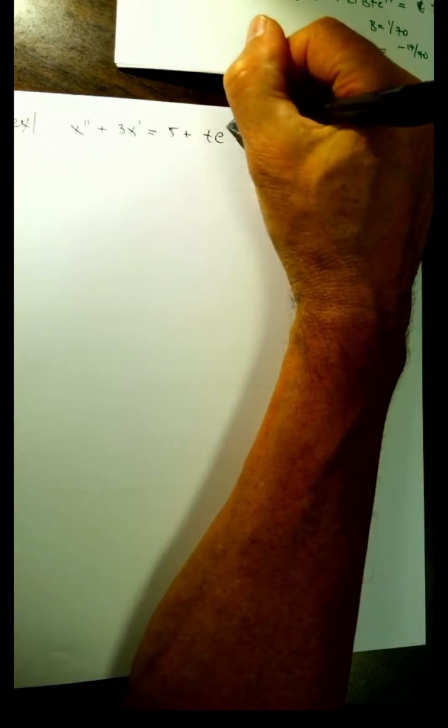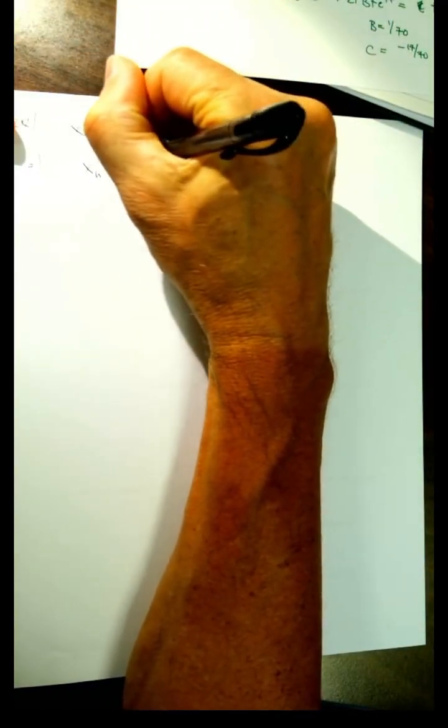So in this example, I have x double prime plus 3x prime is 5 plus t e to the 7t. It's constant coefficient, it's higher order, it's linear, and it's non-homogeneous. So I'm going to first look at the homogeneous solution, which is x double prime plus 3x prime is 0.